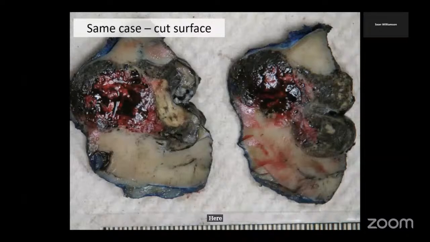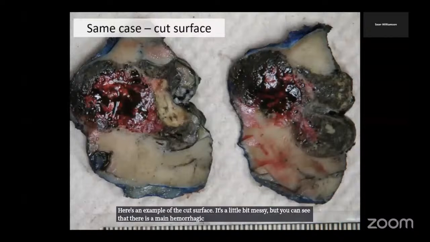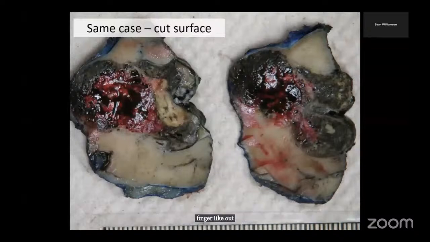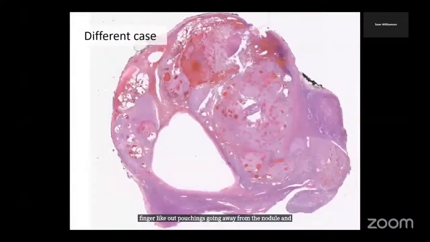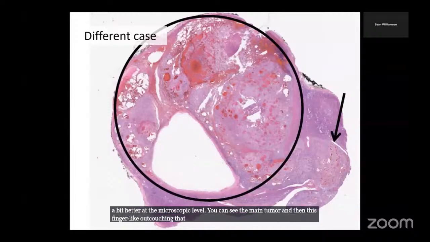Here's an example of the cut surface. It's a little bit messy, but you can see that there is the main hemorrhagic nodule, and then there are these finger-like outpouchings going away from the nodule and abutting the margin. This is a different one, but illustrates it a bit better at the microscopic level. You can see the main tumor, and then this finger-like outpouching that's extending away from the tumor to abut the margin.